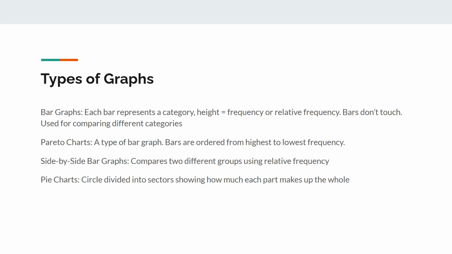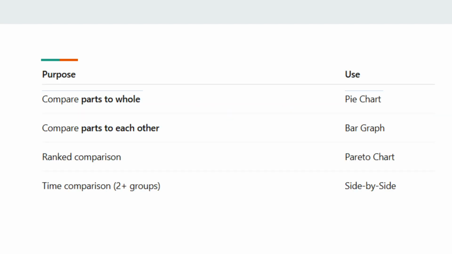Side-by-side graph compares 2 different groups using relative frequency, and pie charts are circles divided into sectors, showing how much each part makes up the whole. And these are simply what each graph's purpose is.